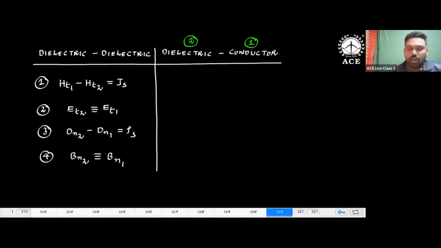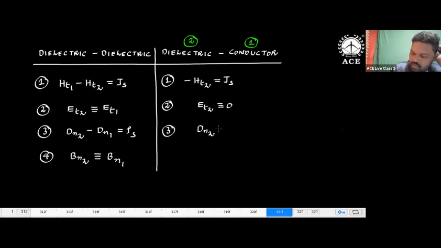So if you want to get it for the dielectric to conductor interface, I should make this one equal to 0, this one equal to 0, this one equal to 0, this one equal to 0. I should make all the fields 0 in the conductor. So here it is: minus HT2 is equal to JS. Number 2 is ET2 is equal to 0. Number 3 is DN2 is equal to rho S. Number 4 is BN2 is equal to 0.